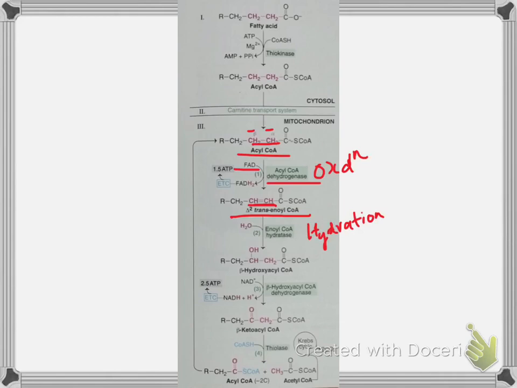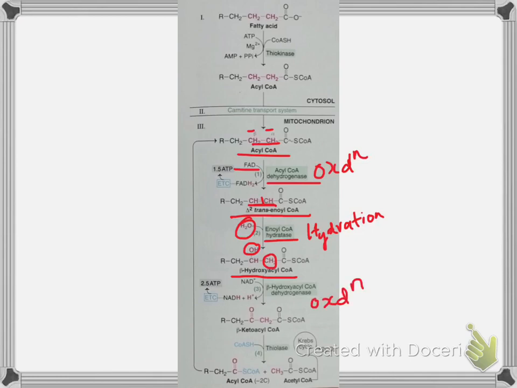Next step is hydration. In this step, the enoyl CoA hydratase enzyme brings about the hydration of the double bond, to form beta hydroxy acyl CoA. Here one water molecule is added and the double bond is broken, forming CHOH CH2. So beta hydroxy acyl CoA is formed by the enzyme enoyl CoA hydratase. The reaction is a hydration reaction.